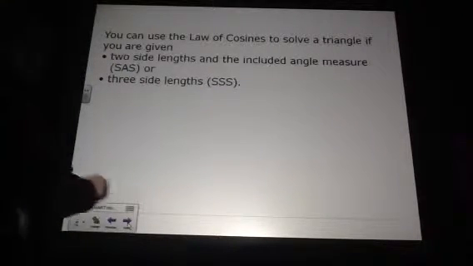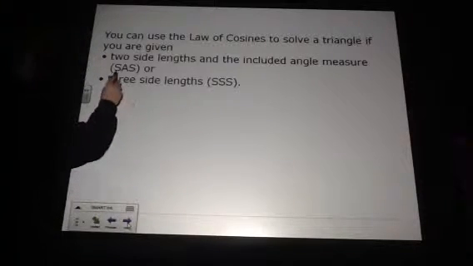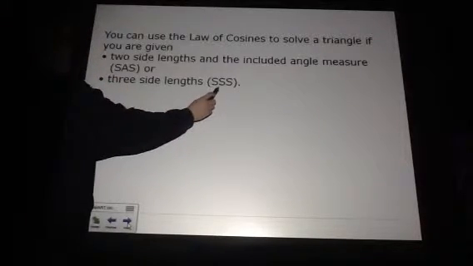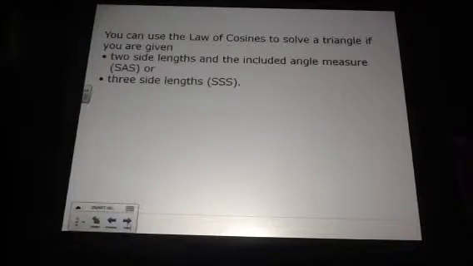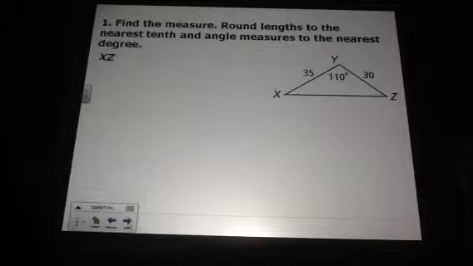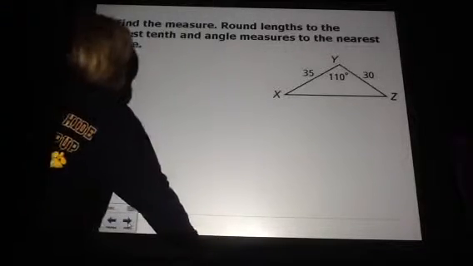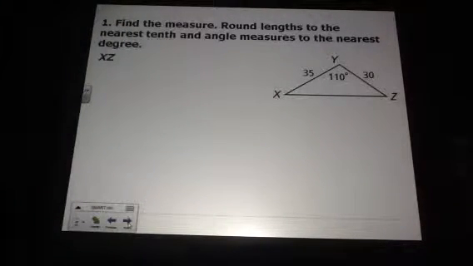Okay, law of cosines, I already discussed this. You have to have side-angle-side or side-side-side. Make sure that angle is the included angle, and we've already talked about included angles this year. All right, find the measure and round lengths to the nearest tenth, angle measures to the nearest degree.